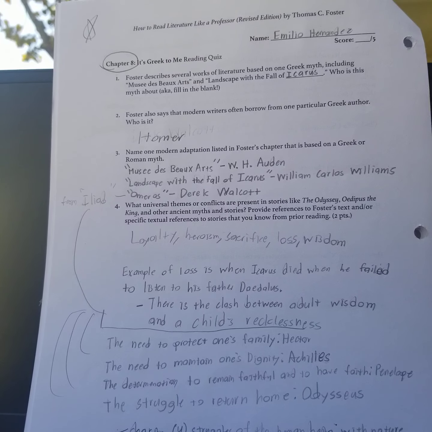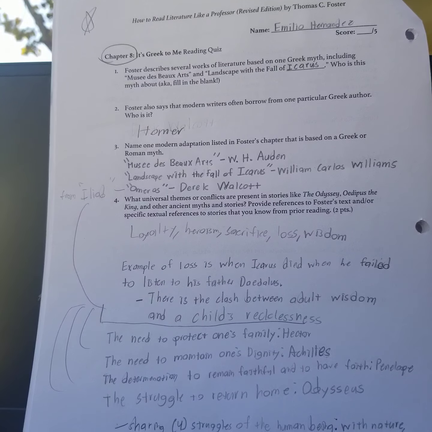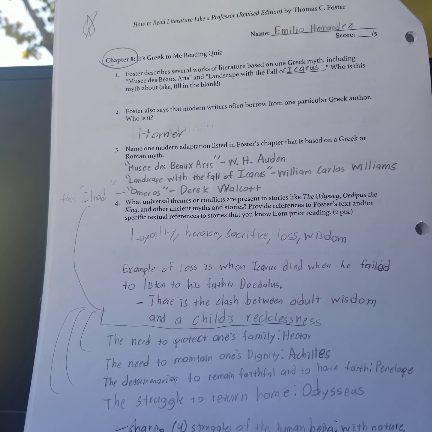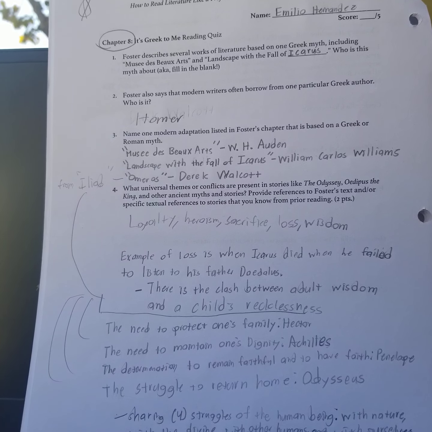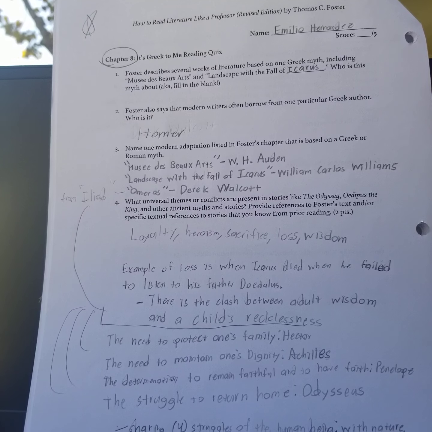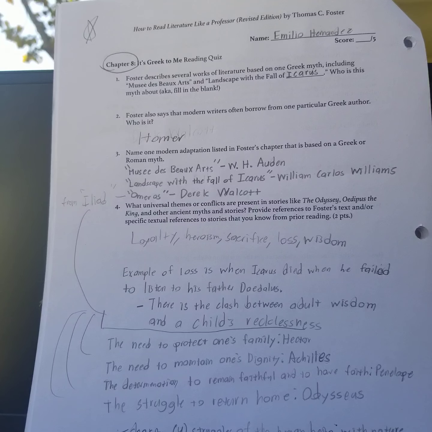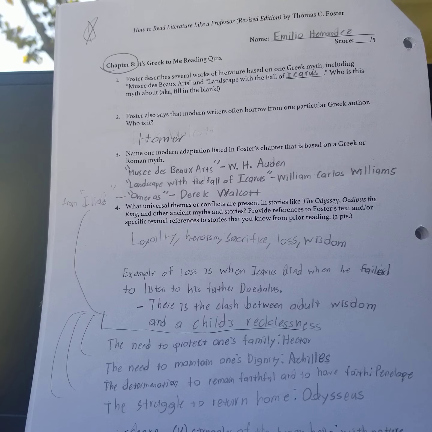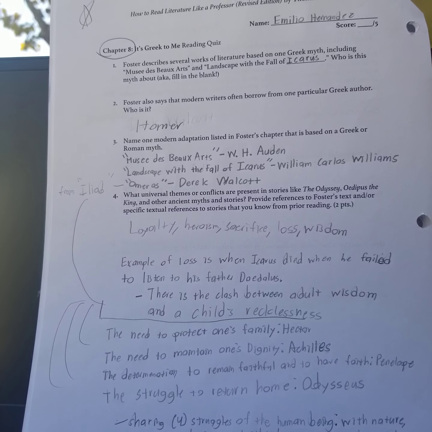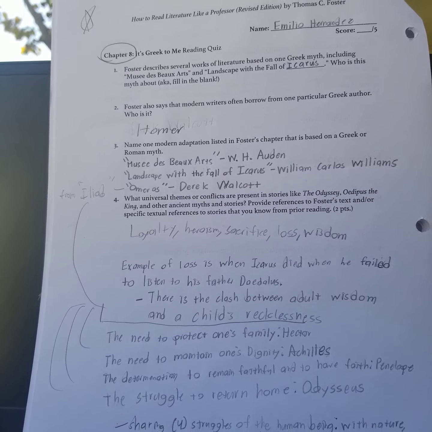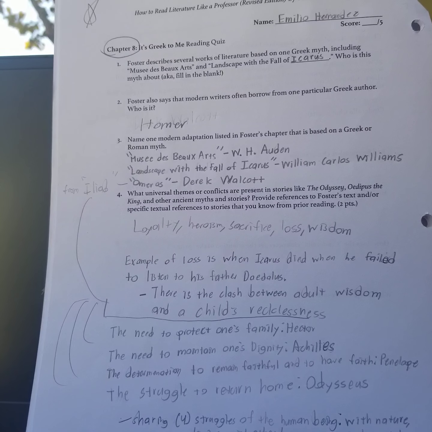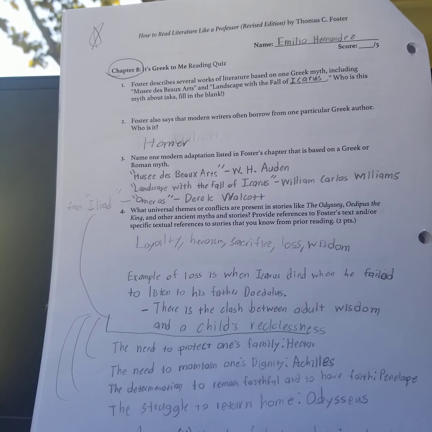So number 3 is: name one modern adaptation listed in Foster's chapters that is based on Greek or Roman myths. So first is the Musée des Beaux-Arts by W.H. Auden, as well as Landscape with the Fall of Icarus by William Carlos Williams. But those are the Greek and Roman myths. But the biggest modern adaptation would be Omeros by Derek Walcott, and that is related to the Greek myth from the Iliad.